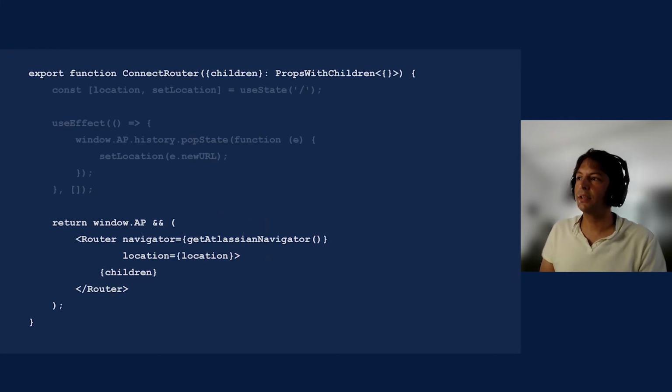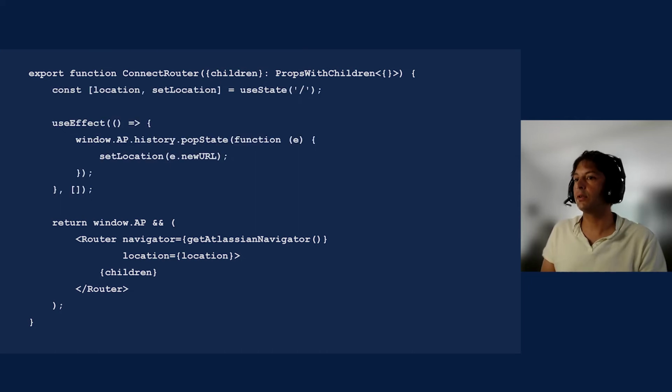The next step is to define a custom router, which we'll name Connect Router. And in this custom router, we'll use the low-level router object provided by the library. We'll have to provide this router with the navigator object we defined earlier. And then we'll also provide the current location of our app that we'll store in local state. As you can see, upon mounting, we subscribe to changes in the host product address bar through the Connect History API.